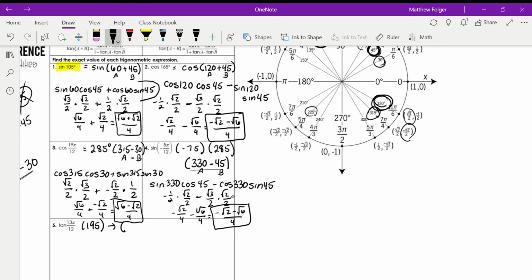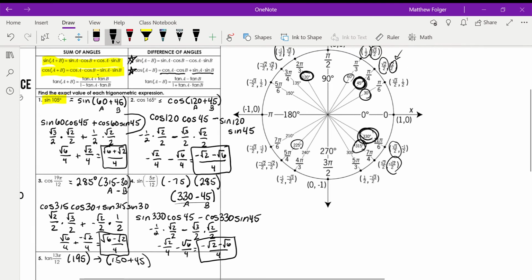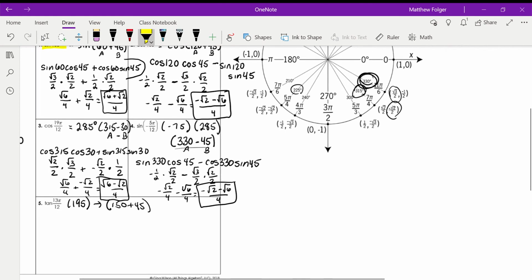So 195, let's see. So 150 plus 45 will work. Because I know what I'm doing is I'm checking up here. I thought of 150 plus 45, and then I'm checking. Do I have 150? Yes. Do I have 45? Yes. So I can do that. So we're going to use tan of A plus B.